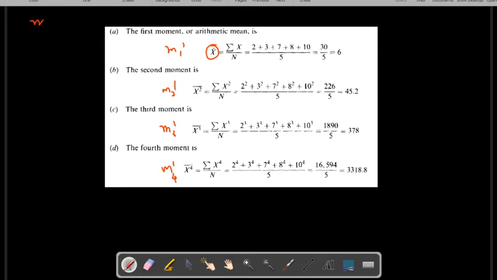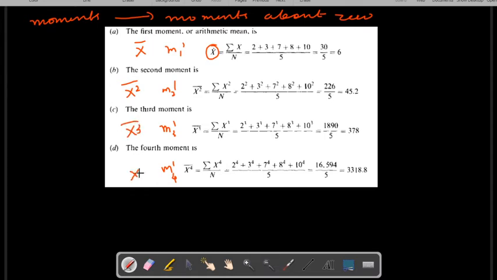If you're asked to find moments, what do you have to find? Moments means moments about 0. So this is x bar, x square bar, x cube bar. This is x bar, this is x square bar, because for x square terms we are finding the mean. Here for x cube terms we are finding the mean. Here x raised to 4 terms we are finding. So you can write in this way if you are asked to find just moments. No need to write in the other format, you can write in this format as well. So these are the moments.